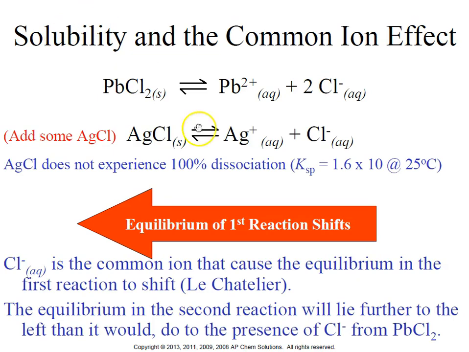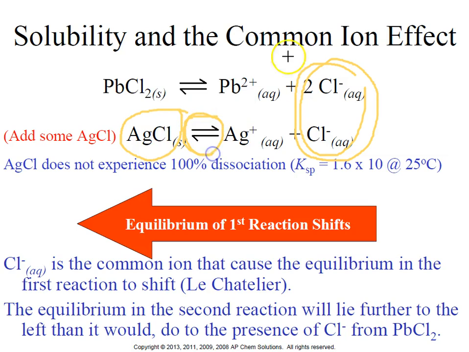All right, the same thing could happen here with some silver chloride. So let's say you mix some silver chloride with some lead chloride. Both of these have chloride, so they're both having this common ion. The difference between this example and the last is that silver chloride is not completely soluble, so it is in an equilibrium too. And both of them are producing chloride.